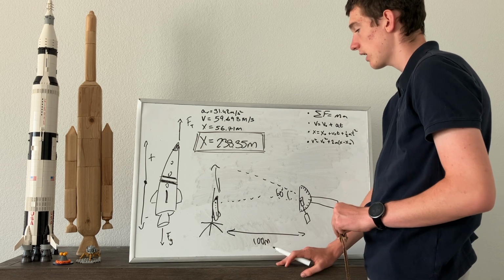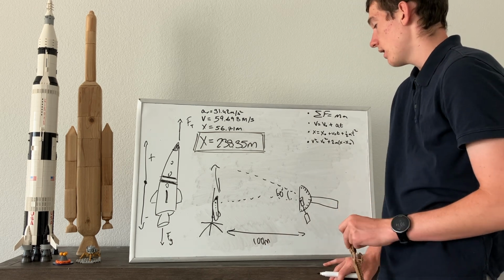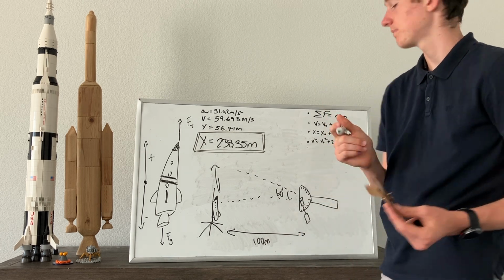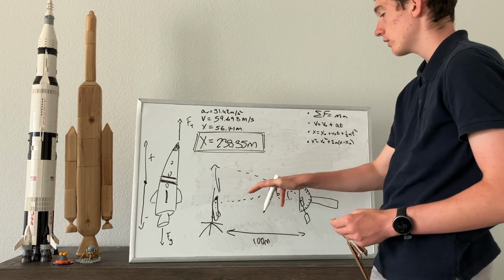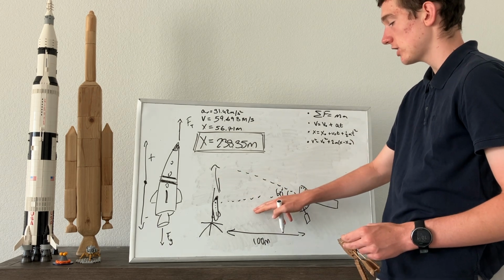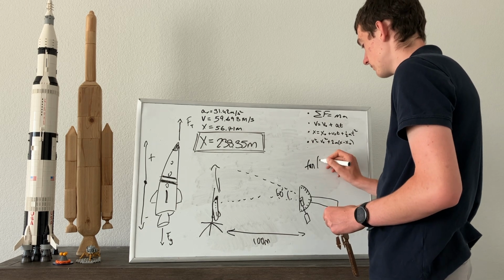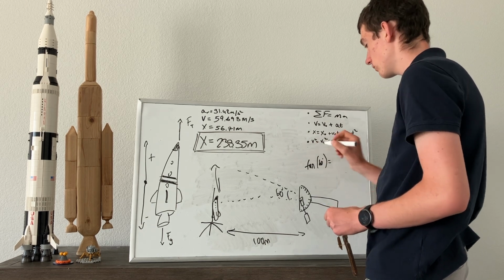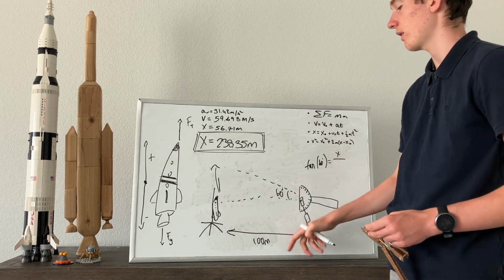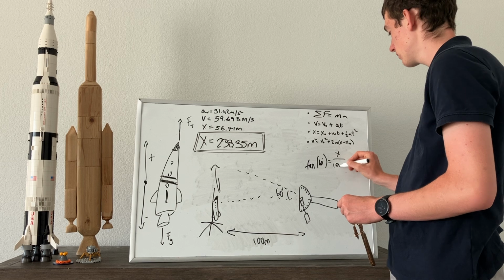100 meters away from the launch pad, and we get an angle of 60 degrees when the parachute deploys. This is just hypothetical. We know that SOHCAHTOA: tangent of the angle is equal to the opposite divided by the adjacent. So tangent of 60 is equal to the opposite, the height, divided by the adjacent, which is how far away I am from the launch pad, which is 100 meters.